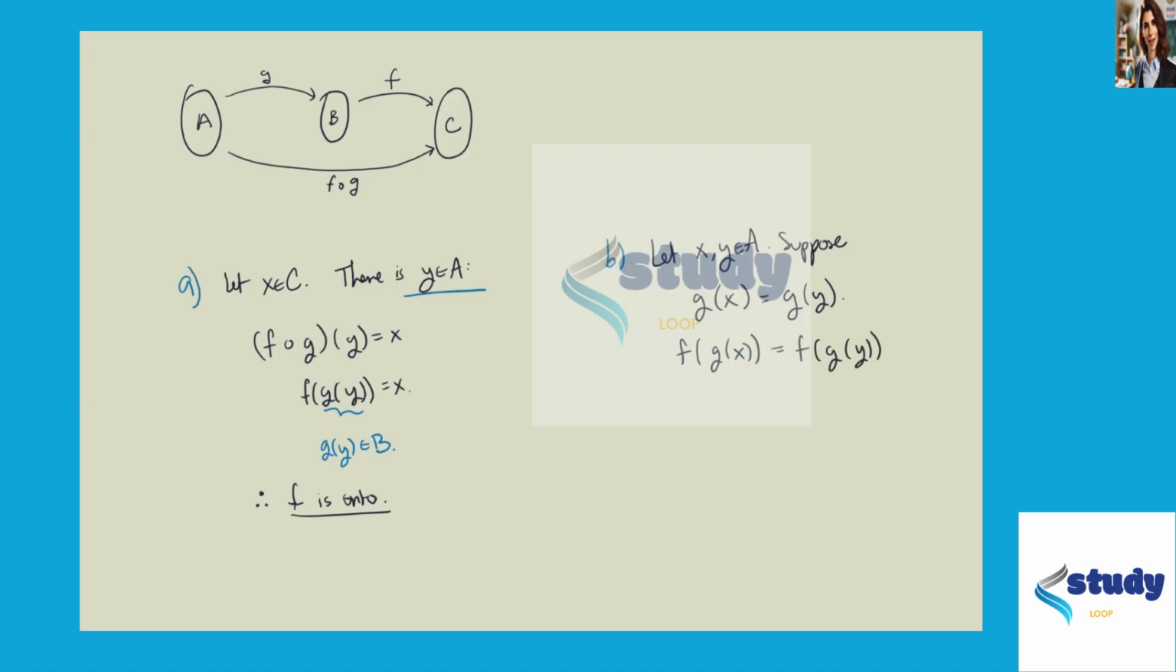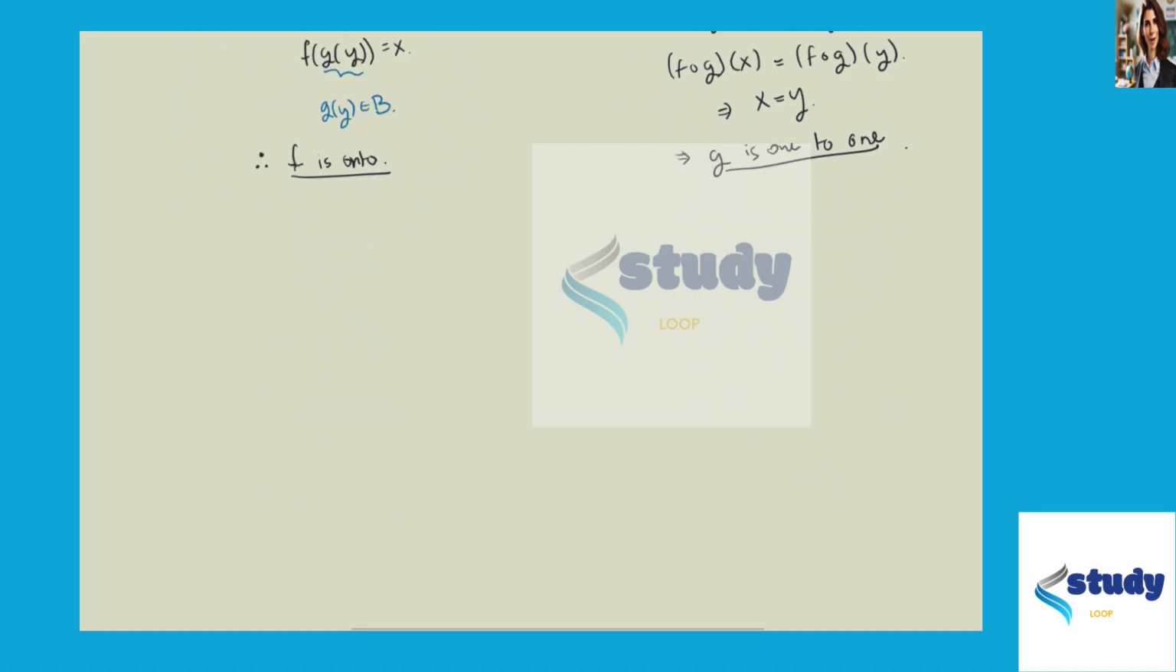We have this, and well, we can write f of g of x as f composed with g of x, and the same on the other side. And because of the assumption that f composed with g is 1 to 1, we conclude from here that x is equal to y. And well, we started assuming that g of x was equal to g of y, and we concluded that x was equal to y. That means that g is 1 to 1.